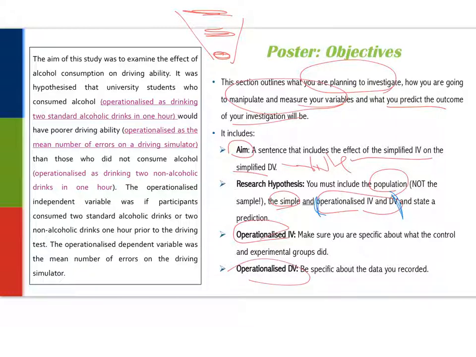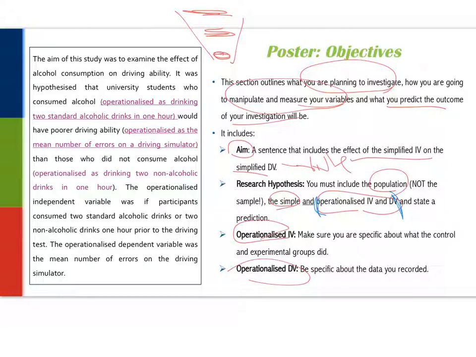Now, what I would suggest you do is in your group chat, you make sure you have the elements of this properly. That hypothesis and that operationalized IV is actually pretty tricky, so you need to make sure you're getting it properly, otherwise you're going to lose a fair few marks. And I'll talk about it in a minute.